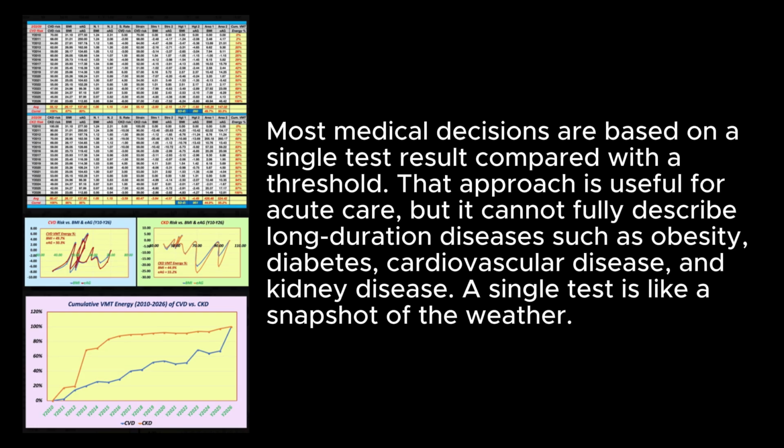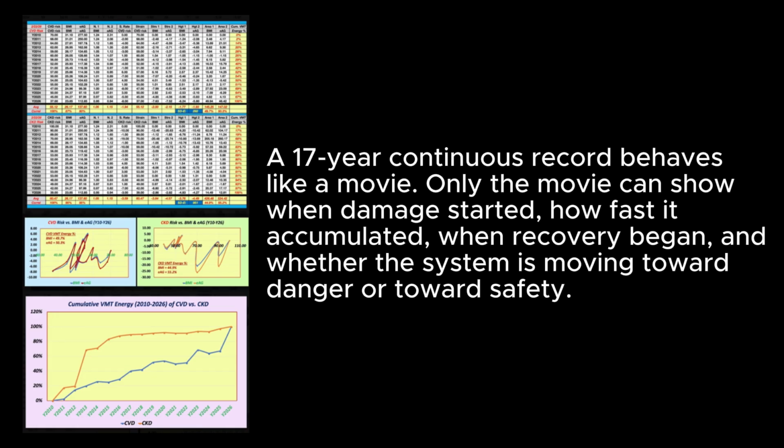Most medical decisions are based on a single test result compared with a threshold. That approach is useful for acute care, but it cannot fully describe long-duration diseases such as obesity, diabetes, cardiovascular disease, and kidney disease. A single test is like a snapshot of the weather. A 17-year continuous record behaves like a movie. Only the movie can show when damage started, how fast it accumulated, when recovery began, and whether the system is moving toward danger or toward safety.